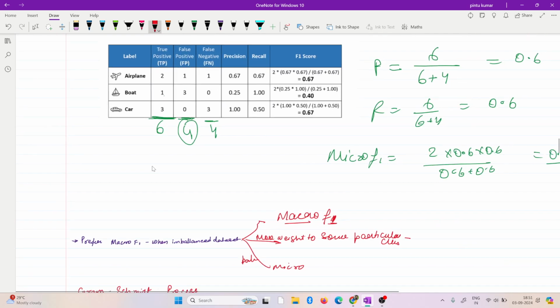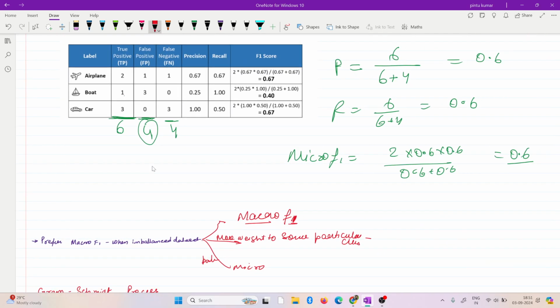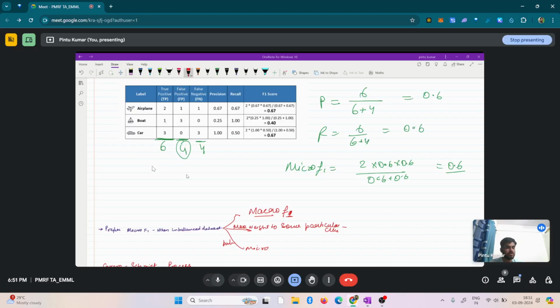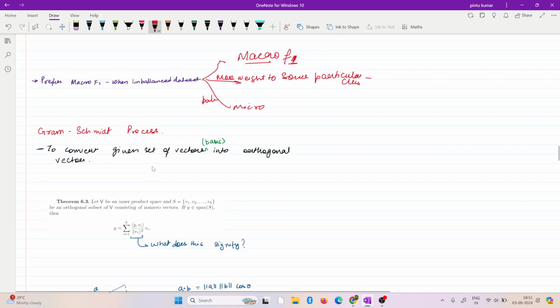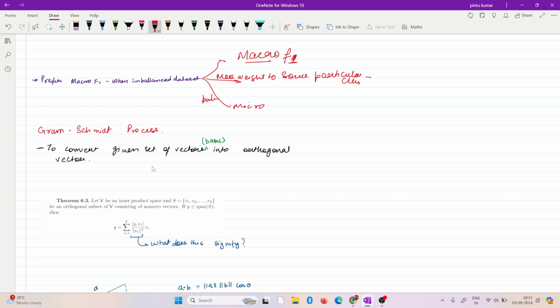Okay. Any doubt till this point? This was the story so far about classification metrics. Now we will go to Gram-Schmidt process and those kinds of things. But before that, if you have any doubt.